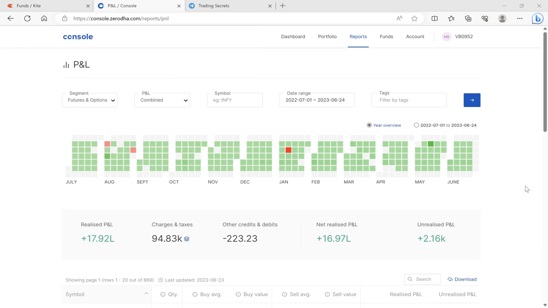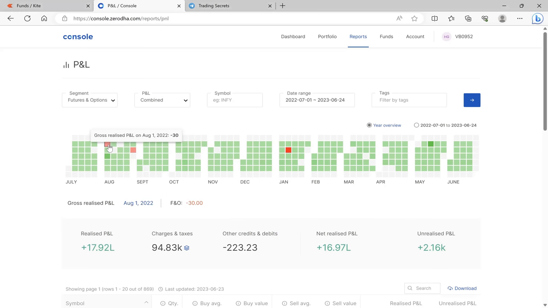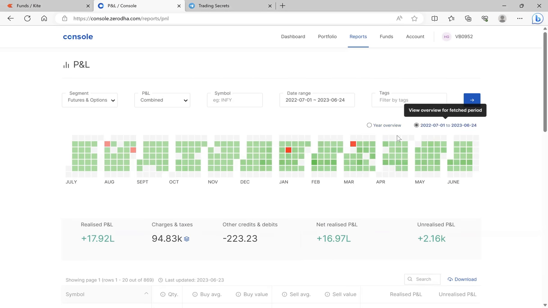So for the entire year, I have got only three losses. The first one is only 30 rupees. The second day was nearly about 300 rupees, and this was the third one on which I believe I made a loss. And if you see that, if I turn it to date wise, there are four days where I have made a loss.